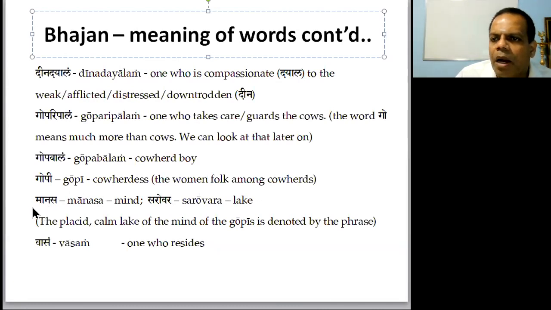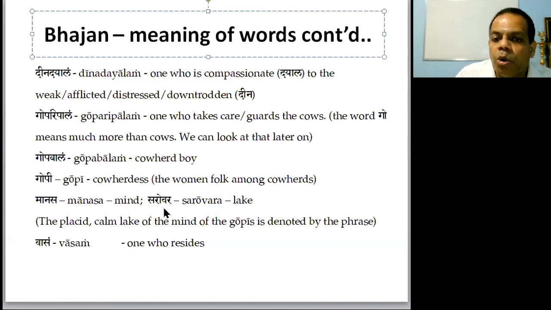Manasa. For the time being, we'll just take it as mind. Manas means mind. Manasa is actually what is born of mind. But for our purposes, we'll just keep it as mind. Gopi Manasa.